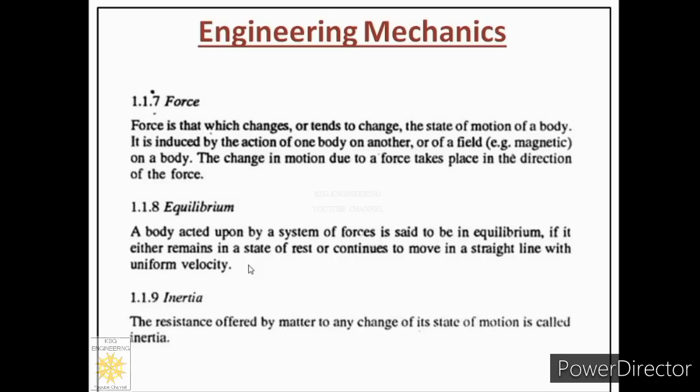Next is inertia. So what is inertia? The resistance offered by a matter to any change of its state of motion is called inertia. Suppose we have a body and we want to apply some force on the body in order to move it in some direction. Suppose initially the body does not move. It means what? Why is it not moving? Because it has some initial inertia which is overcoming the force applied by us.